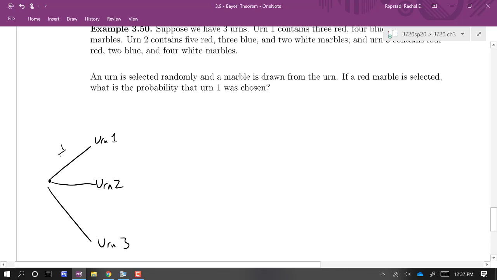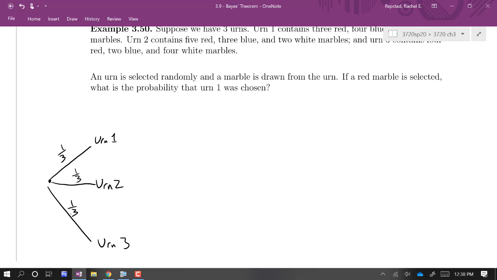So they're equally likely, so I've got a one-third chance each time. Now, depending on how they ask the question will determine how I choose to set up my branches. I could set up blue, red, white branches on each urn, and that would be fine. But if we look at the question they're asking, we might be able to set up a simpler one.